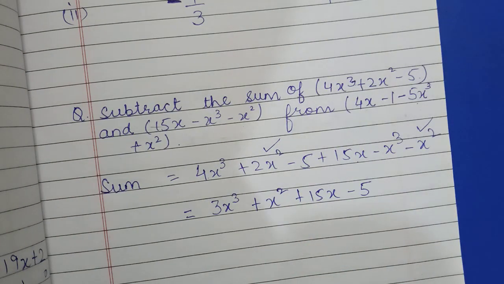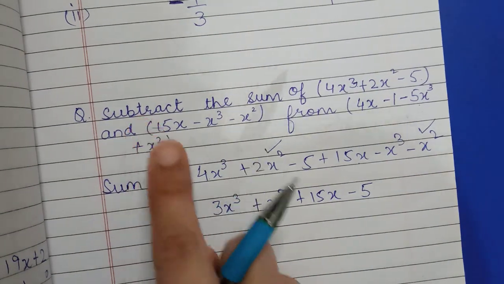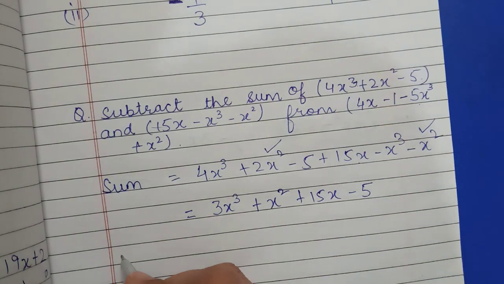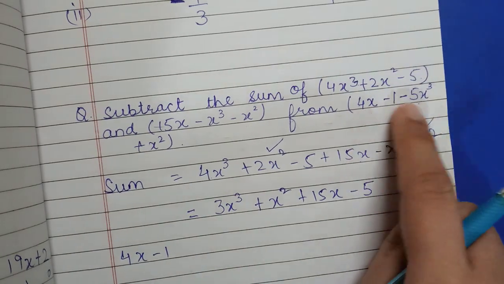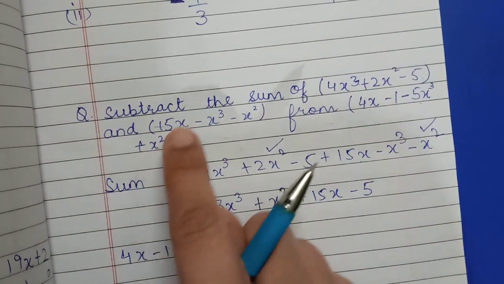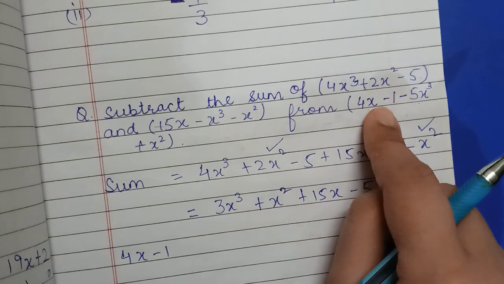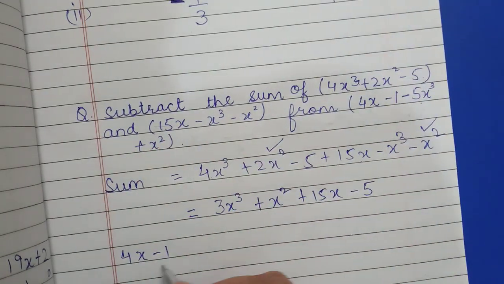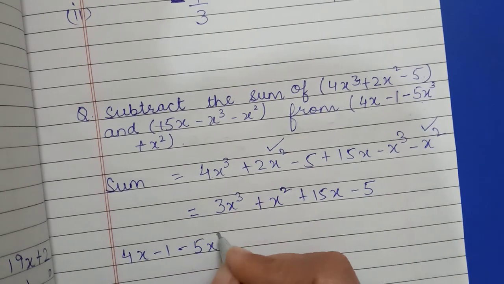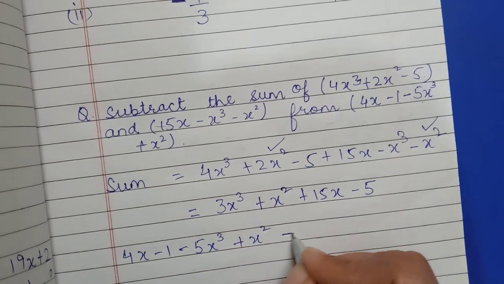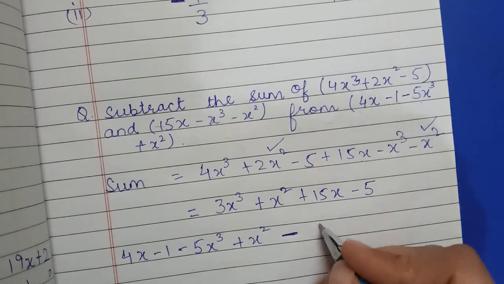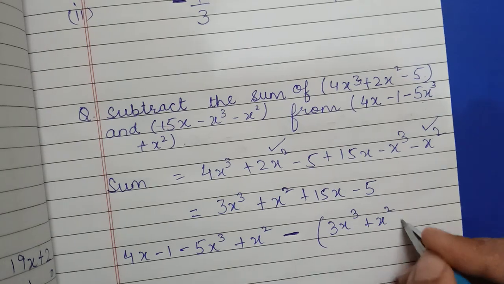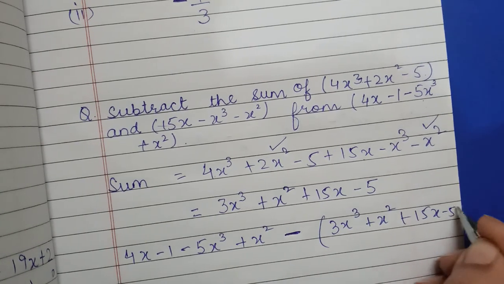Now what we have to do, according to the question, is subtract the sum from this. So we will write this expression first, 4x minus 1, because we have to subtract the sum from this one. So we will write this algebraic expression first, that is 4x minus 1 minus 5x cube plus x square minus, subtraction means minus, bracket, write the sum 3x cube plus x square plus 15x minus 5, bracket close.